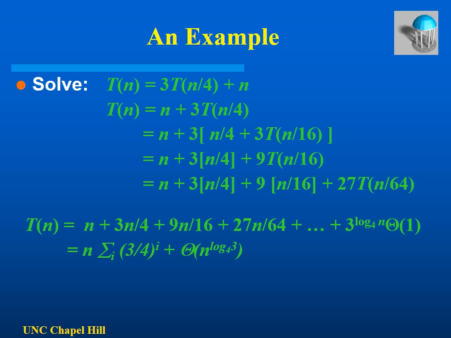And so we have a sum of 2 terms, both of which we can evaluate. One is n times a summation, and the summation gives us a formula that we can show is bounded by a constant. So we have a constant times n plus theta of n to the log base 4 of 3. Oh, log base 4 of 3 is less than 1.